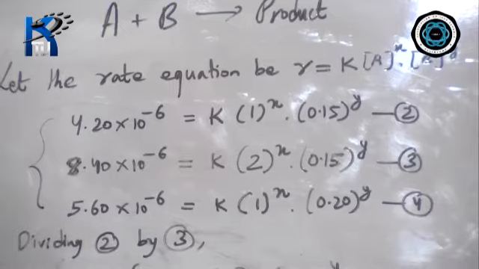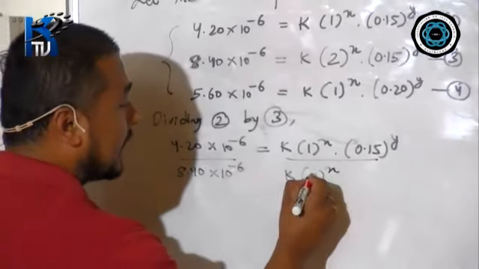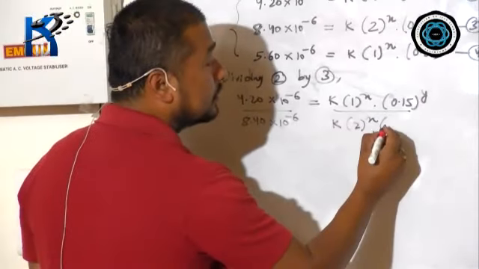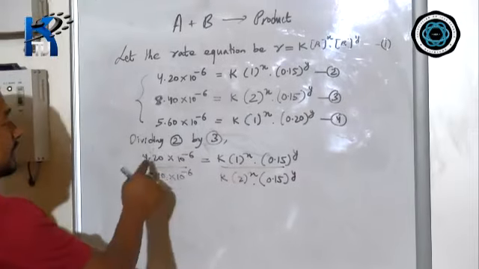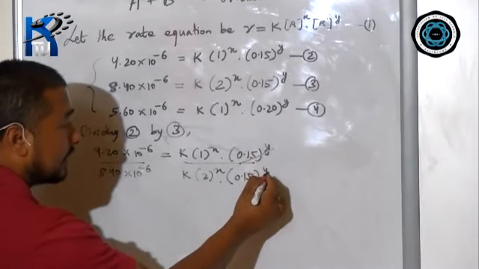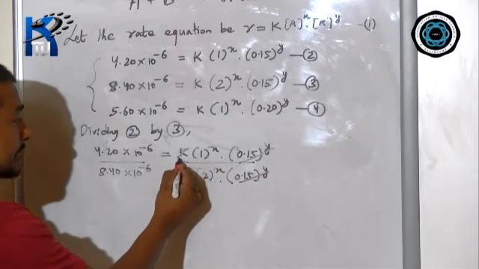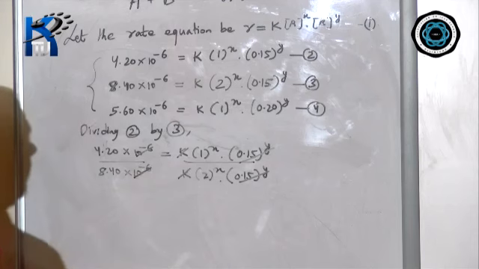8.40 into 10 to the power minus 6 is equal to k 2 to the power of x into 0.15 to the power of y. So I have divided equation 2 by 3. When I do so, I can cancel these two because the value is the same. Even I can cancel these two. Even I can cancel 10 to the power minus 6 and 10 to the power minus 6.